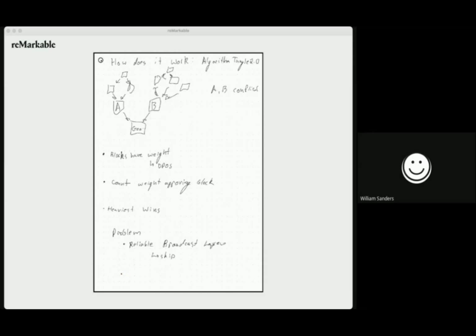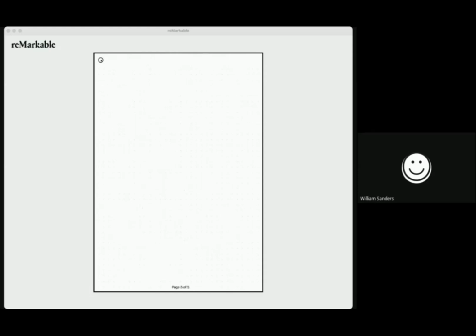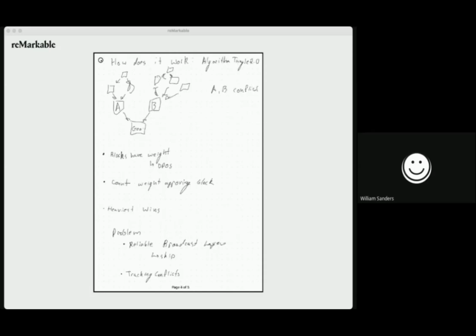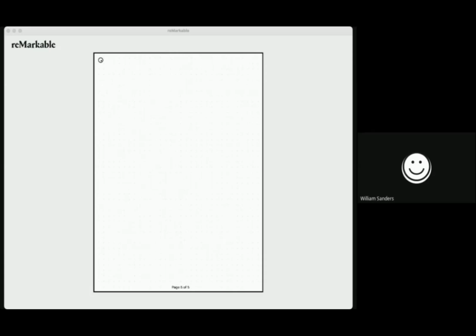The second, which I am going to talk about, is tracking conflicts. Because what if you have more complicated situations? Here we just have A and B conflicting, right? Well, what if we have more things conflicting? What do we do, right? So consider maybe this example here.